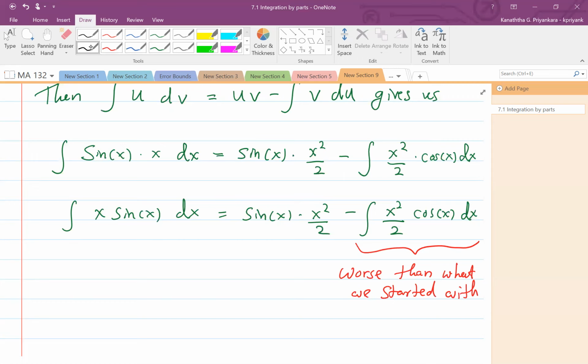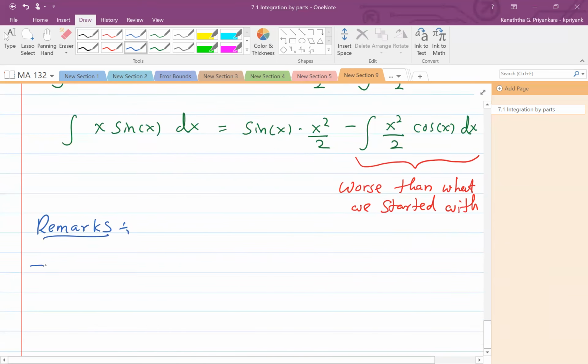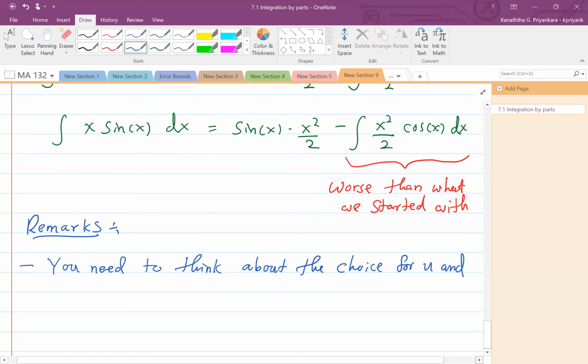So now I'm going to do some remarks and then we will do more examples. So let's write down some remarks. First remark, you need to think about the choice for u and dv. That is the first thing you need to do.